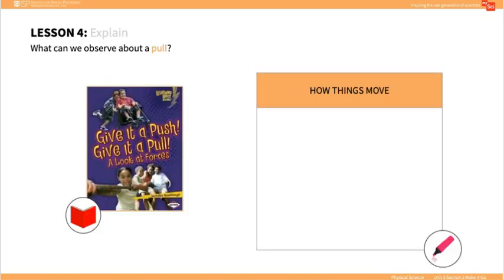In the Explain, ask students to describe the different ways they moved the toys. Listen for and add words like pull, tug, draw towards, attract, etc. Record these new movements on the chart from the previous lesson titled How Things Move. Reread pages 4 through 5 and 8 through 11 of the book Give It a Push, Give It a Pull from Lesson 3. Ask students, what is a pull?